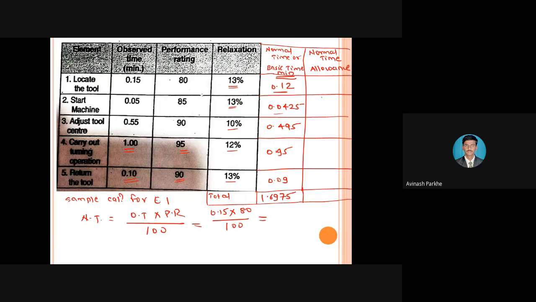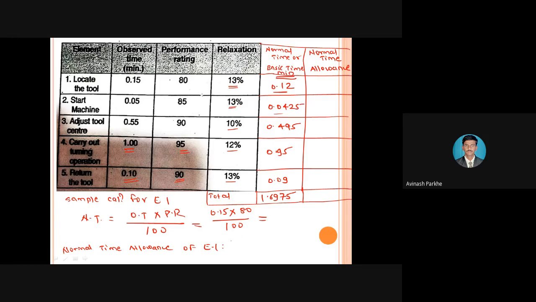Therefore, one more column I have added, and for each and every element again I have to calculate the normal time allowance. So let us see the normal time allowance. I will do the sample calculation. So normal time allowance for element number 1.